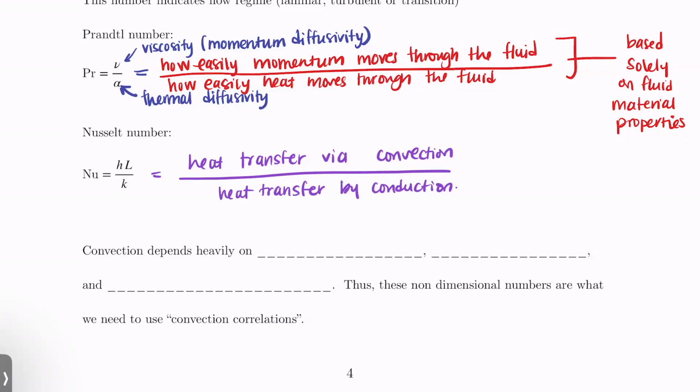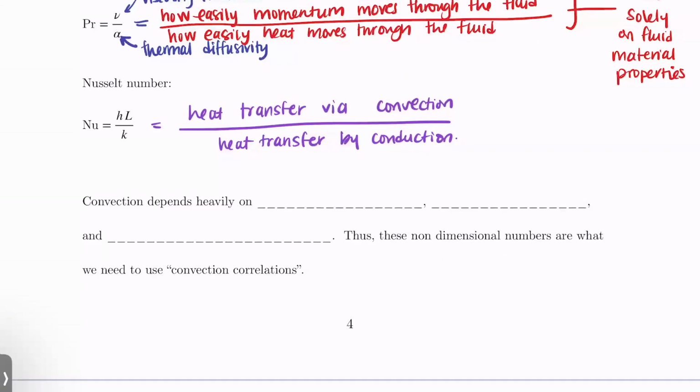So we know that convection depends on a few things. It depends on the regime of the flow, so whether it's laminar or turbulent. It depends on the material property of the fluid. And it also depends on the geometry of the surface.